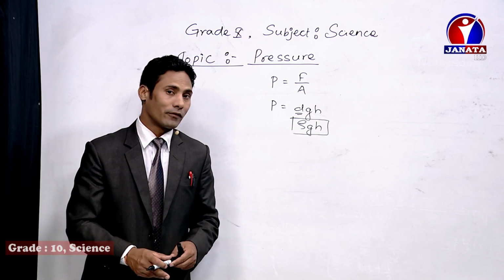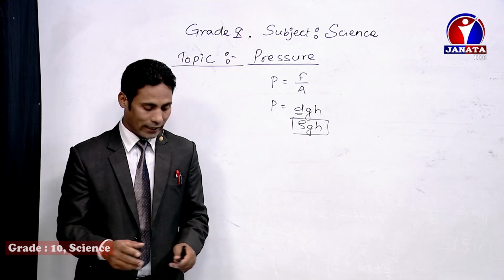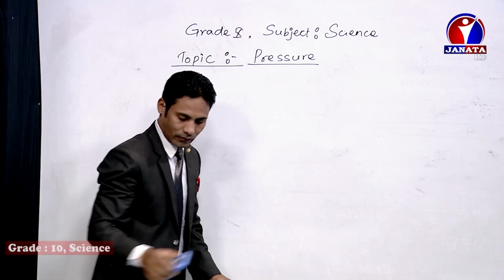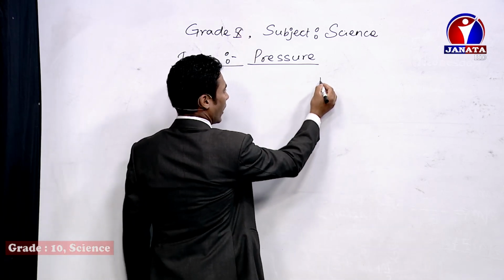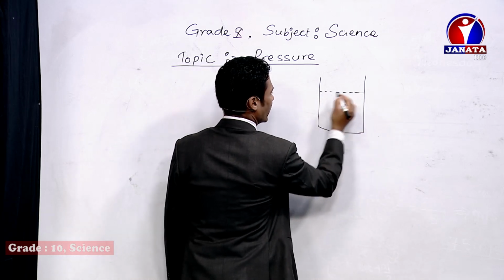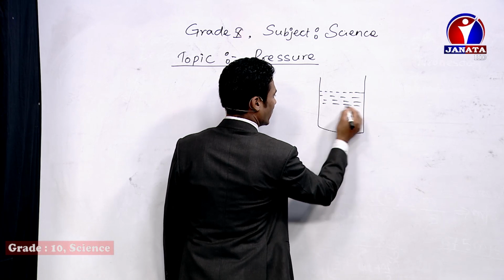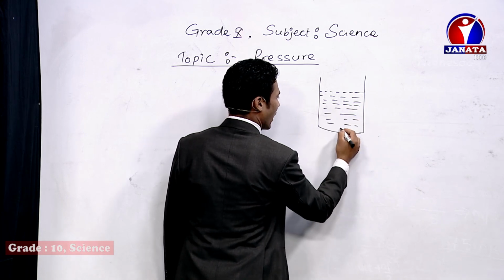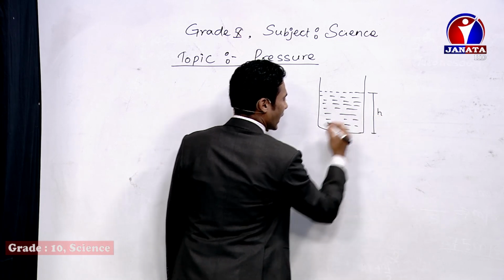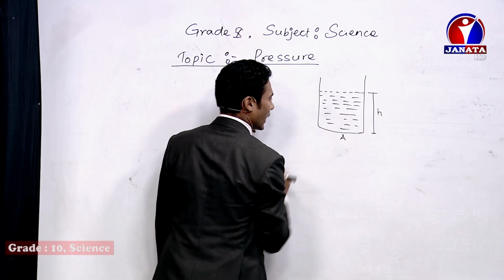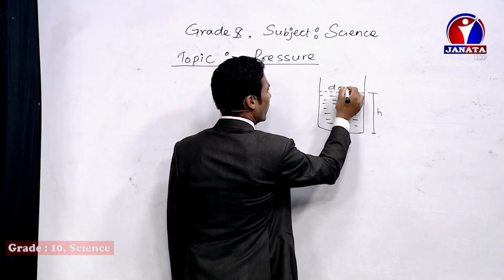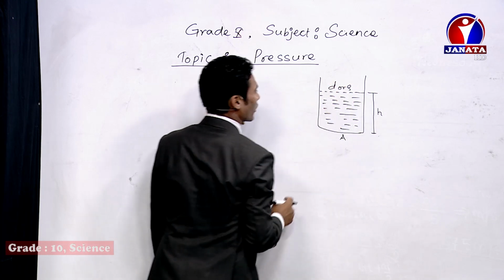You might have learned the derivation of this formula in Grade 8 also, but let's see how to derive this one. For this we will take one vessel, and we will fill the liquid in this vessel. So this is liquid, or we can say water also. Let's say the height of the liquid column is h, and the cross-sectional area is A. And the density of this liquid is d, or we can write rho for the density of the liquid.